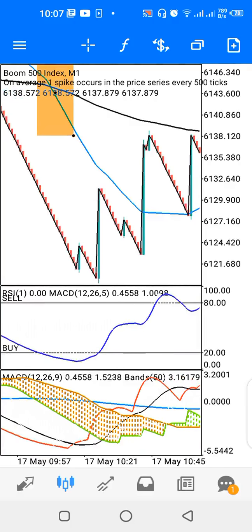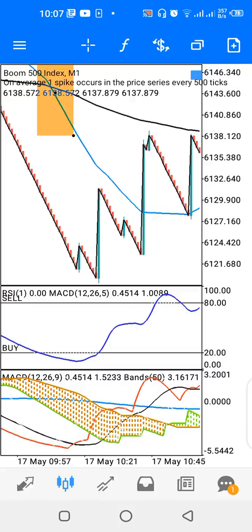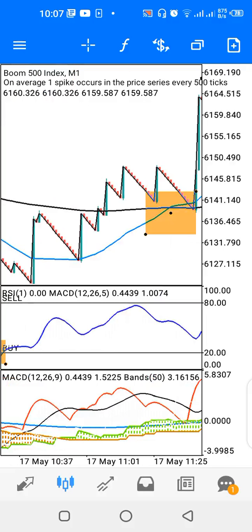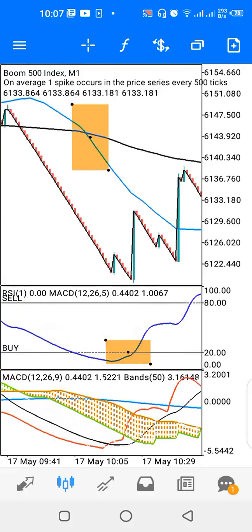But the initial buy signal is when this blue line on the indicator crosses down below the 20 level. Then by the time it crosses up, that's my initial buy signal. Okay, so this will be more like my confirmation. When it crosses up, it indicates that price is going to rise, so I should look for buying opportunities.